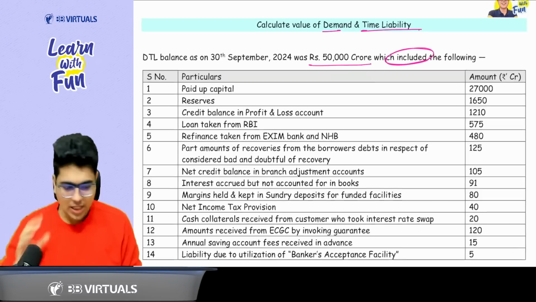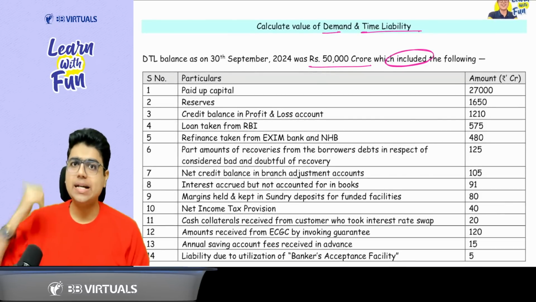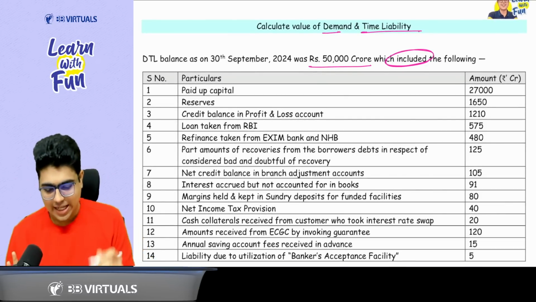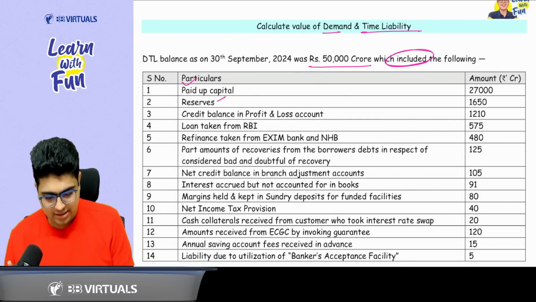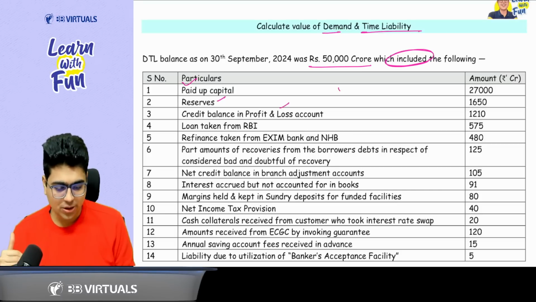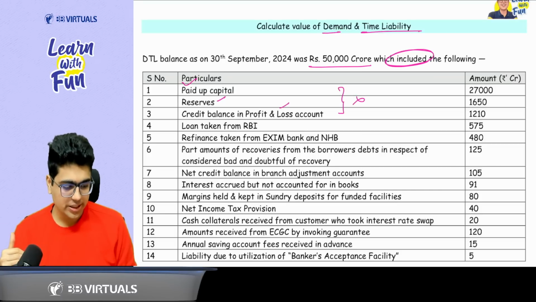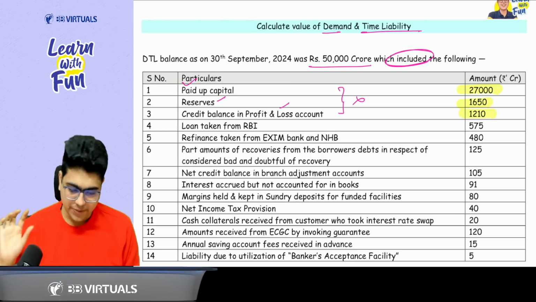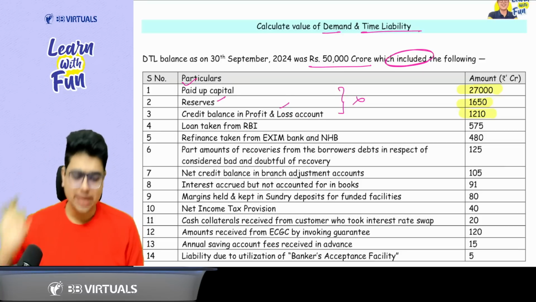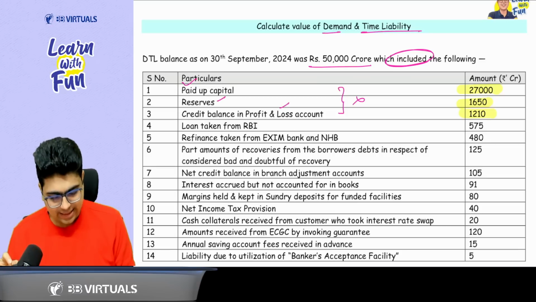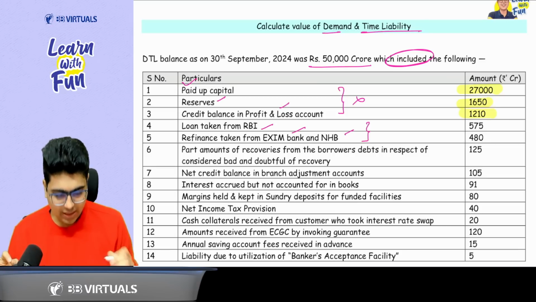So tell me first of all, PP Munni Buddy, that we need to exclude. So can I say P for paid up capital, reserves and P&L account? All of them are not in the nature of liability, so they will be excluded. So 27,000, 1650, 1210 will be excluded. Then loan from big banks, that is RBI, Exim, NHB. These are the big banks. This will also be excluded. Got it, sir. So all these points are excluded.